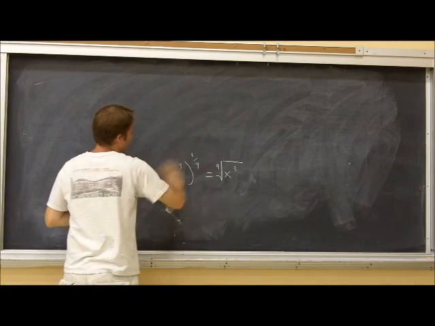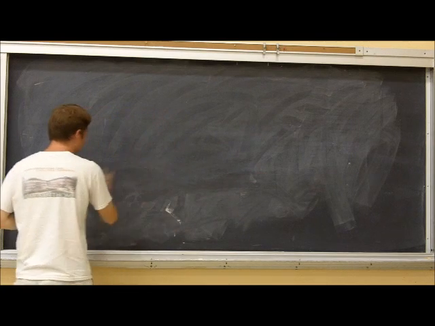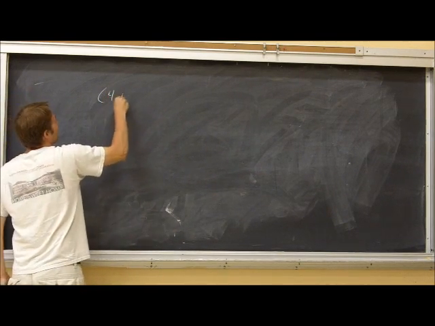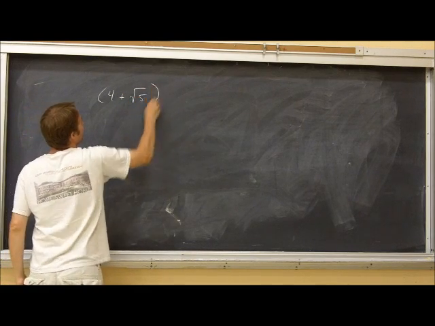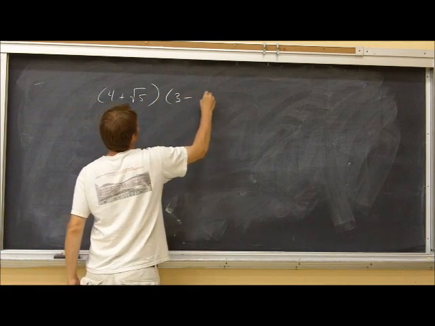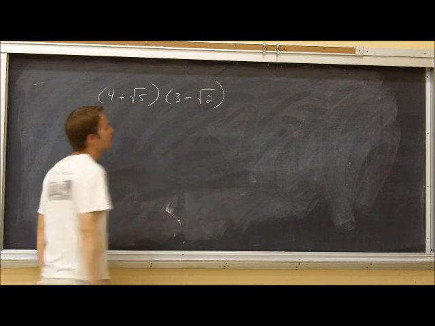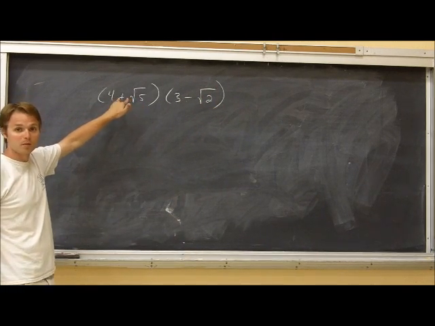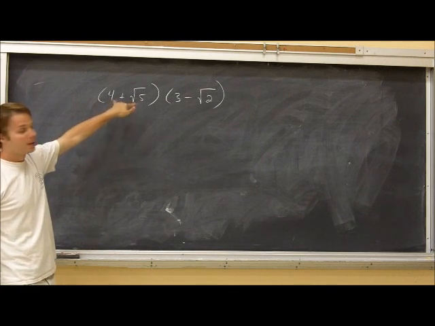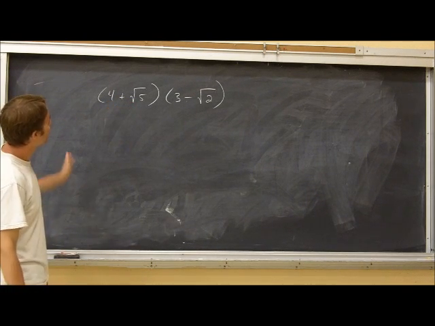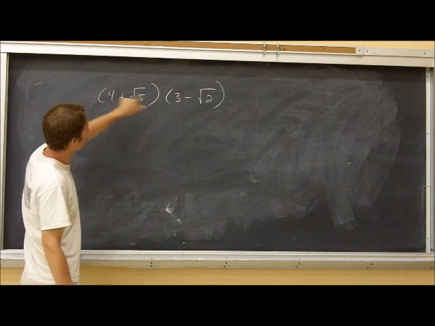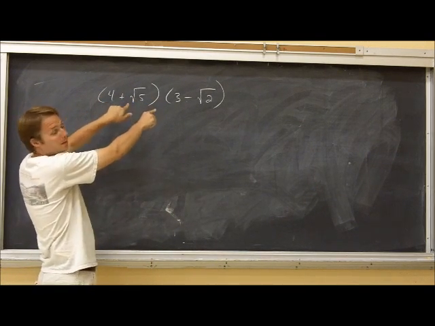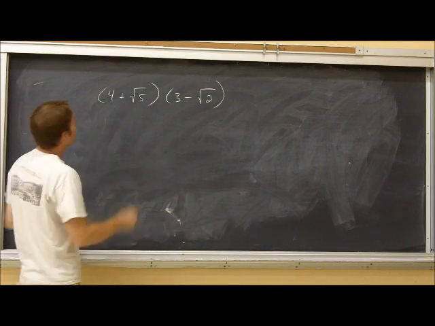So we can also do some foiling with these terms. For example, if I have something like 4 plus the square root of 5 times 3 minus the square root of 2, if I take an expression like this, 4 plus the square root of 5 won't combine, so this is as simple as I can get this particular expression. Well, I can still foil this. I can still take the first times the first, then I can take the outer two times each other, the inner two times each other, and then the last two times each other.